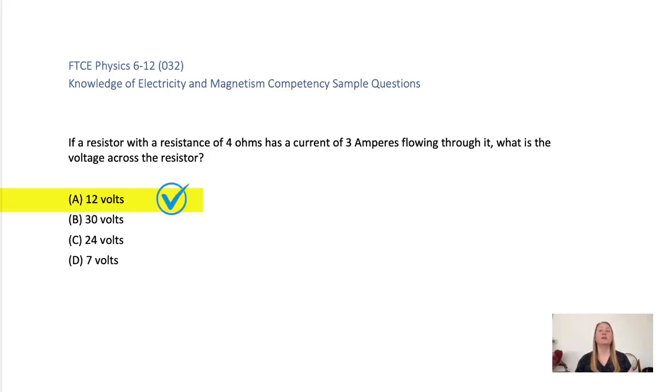The correct answer is A, 12 volts. According to Ohm's law, voltage is equal to current multiplied by resistance. So in this case, the voltage would be 3 amperes multiplied by 4 ohms, which equals 12 volts. This represents the electric potential difference across the resistor.